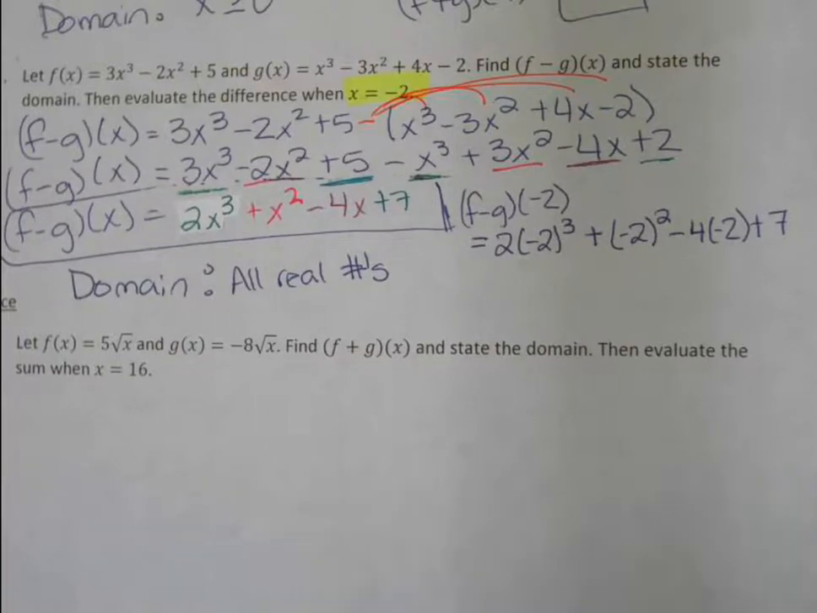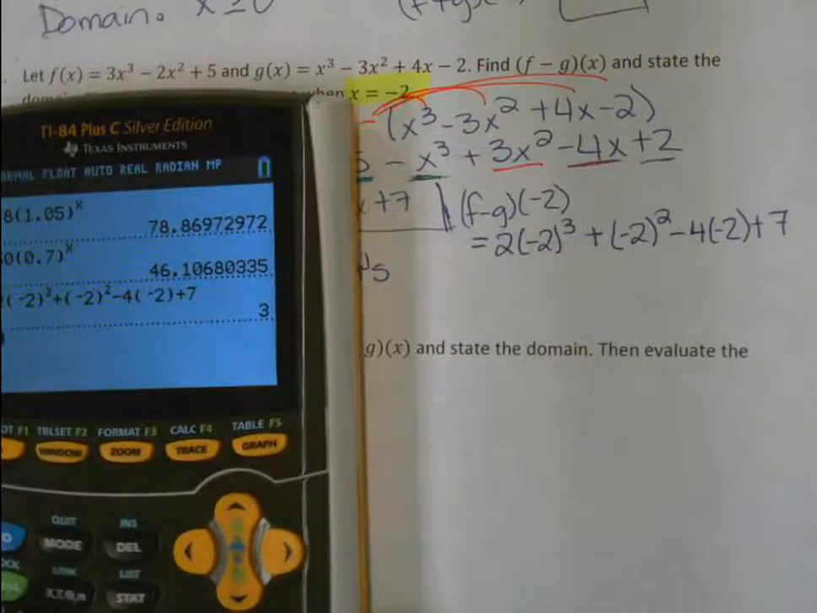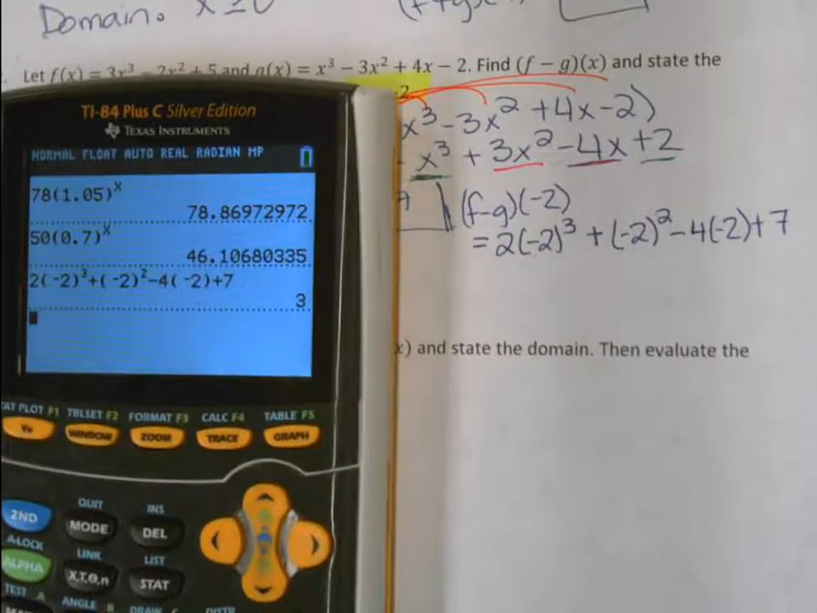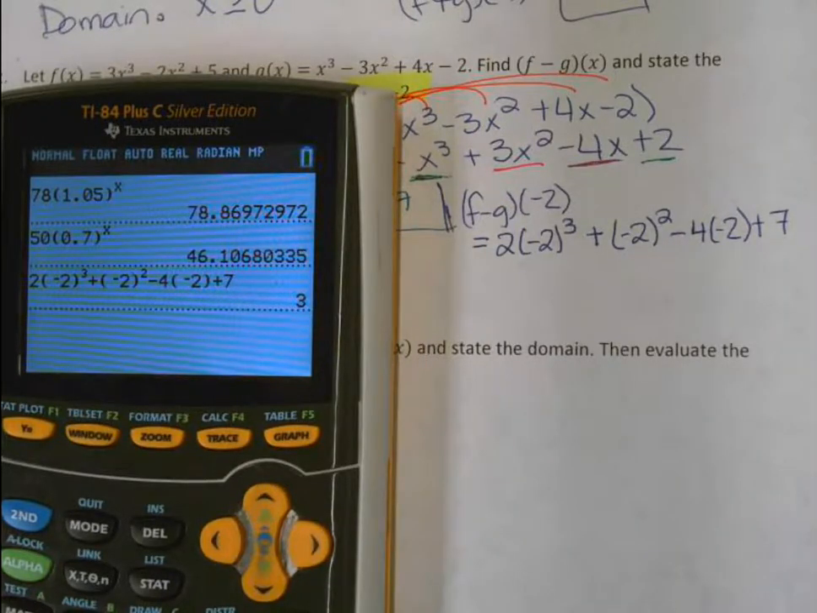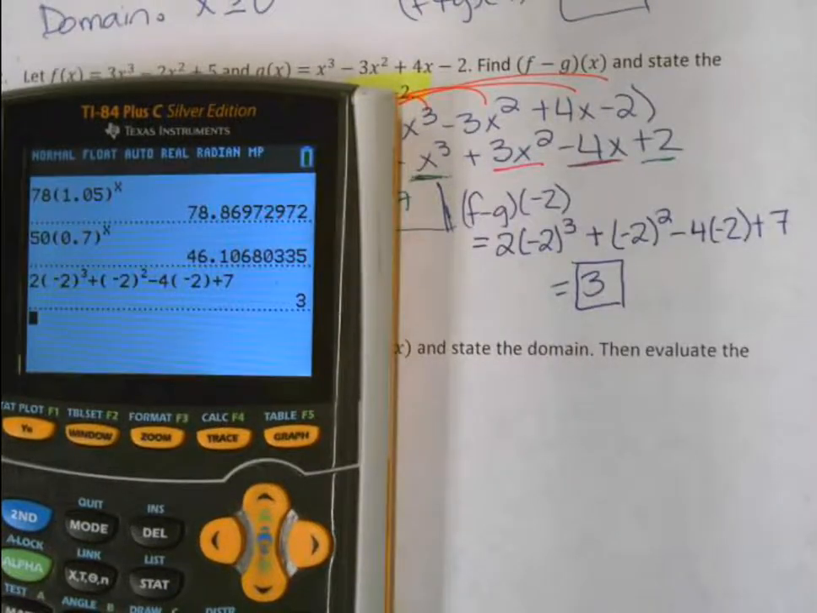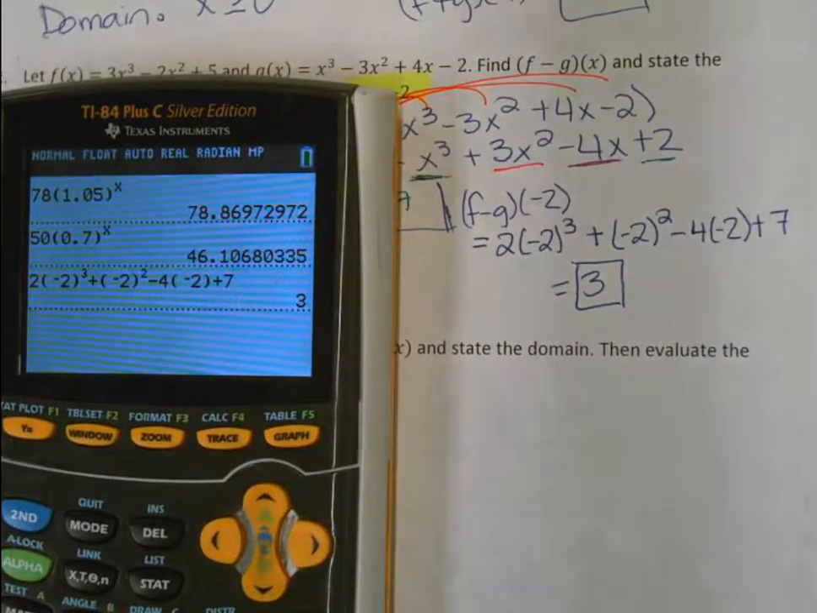It's 3. So, yeah, when I type it in the calculator, this is how it looks. I have 2 and then parentheses -2 cubed plus -2 squared minus 4 parentheses -2 plus 7, and it just gives me 3. Questions on number 2? Yeah, you plug it in and then I just typed it all into the calculator and it did all the hard work for me. It's like a computer.